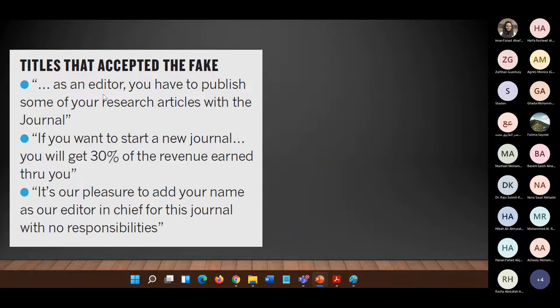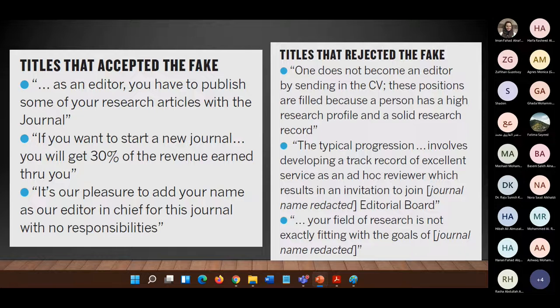Here are actual replies from these journals. As an editor, you have to publish some of your research articles with the journal. Now, this is a problem. If you are an editor at a journal, you shouldn't publish in that same journal because that's a conflict of interest. How can we trust that there was actual peer review? If you want to start a new journal, you will get 30% of the revenue. It's our pleasure to add your name as our editor-in-chief for this journal with no responsibilities, just put your name. It's a big joke.